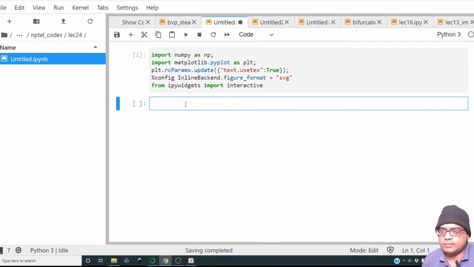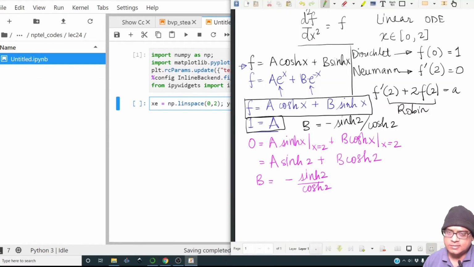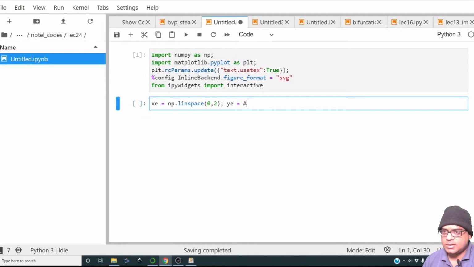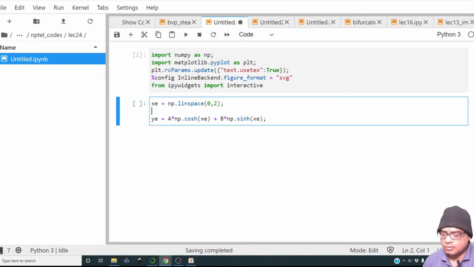All right, so let me then create a linspace between 0 and 2, and let me call it xe. This is for x exact, and y exact is a times np.cosh(xe) plus b times np.sinh(xe). We can send this to the next line because we need to define the constants a and b.